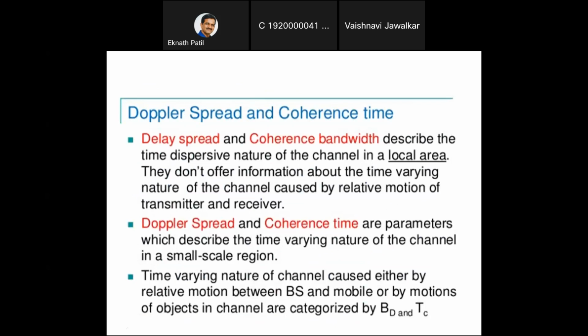Doppler spread and coherent time are parameters which describe the time varying nature of the channel in a small signal region. The time varying nature of the channel caused either by relative motion between the base station and the mobile, or by the motion of objects in the channel, is characterized by BD and TC. So here they have given the information of the Doppler spread and coherence time parameters, which describe the time varying nature of the channel in the small signal region.